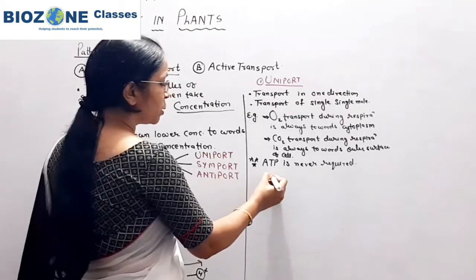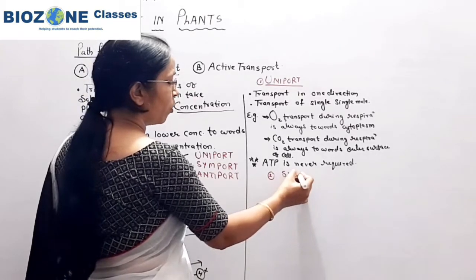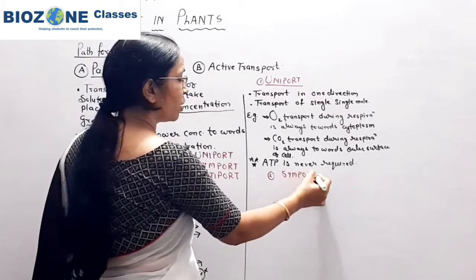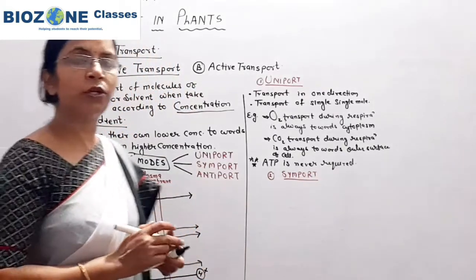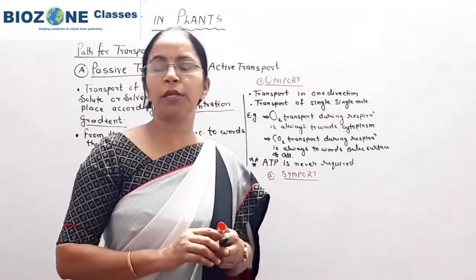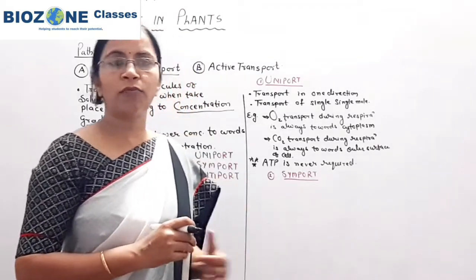Now we come towards the second transport. The second transport you remember is symport. You pay attention to this kind of transport very well. Why does this transport generally take place? Because sometimes the membrane is impermeable for one of the molecules.